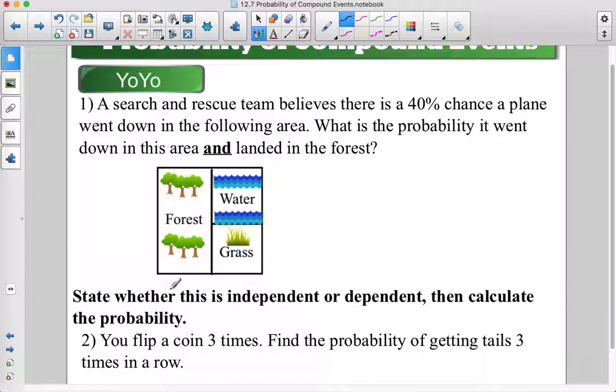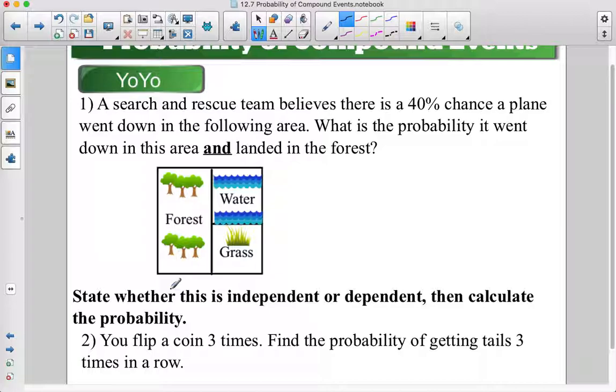Question two: state whether the following is independent or dependent, and then calculate the probability. You flip a coin 3 times. What's the probability of getting tails 3 times in a row? So please pause the video now and come back after maybe a minute and a half, which should be a good amount of time. Check with your neighbors since I'm not there to directly help you. After the video has been paused for that time, we'll unpause it and I'll talk our way through it.